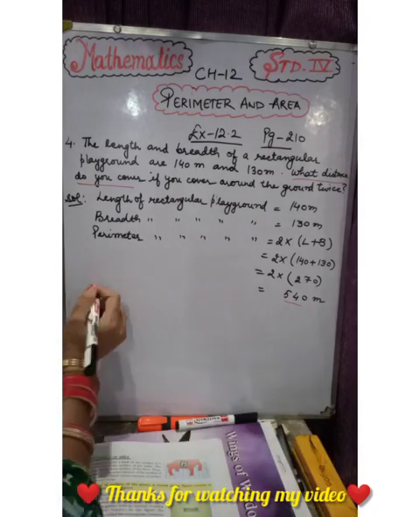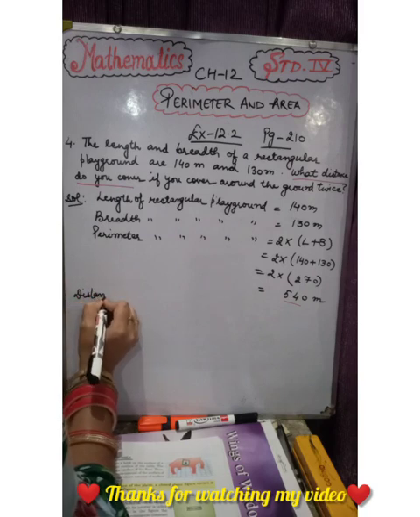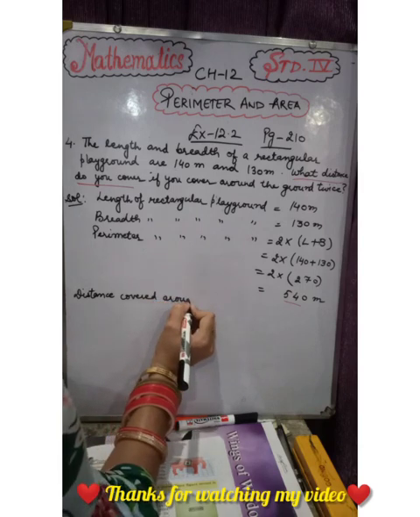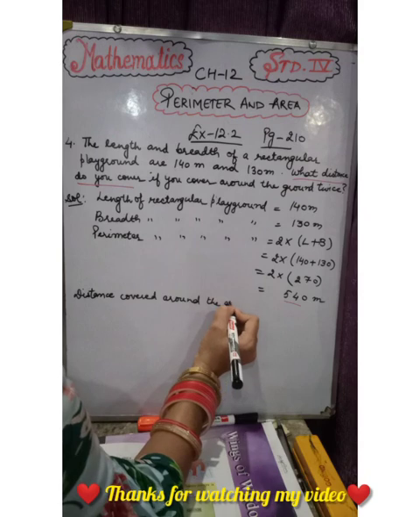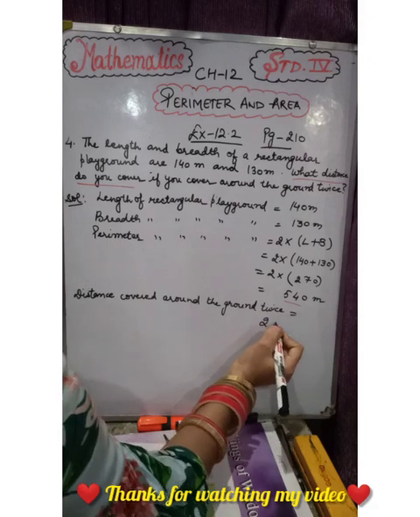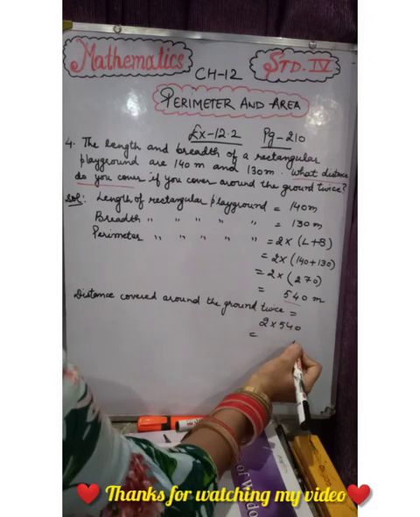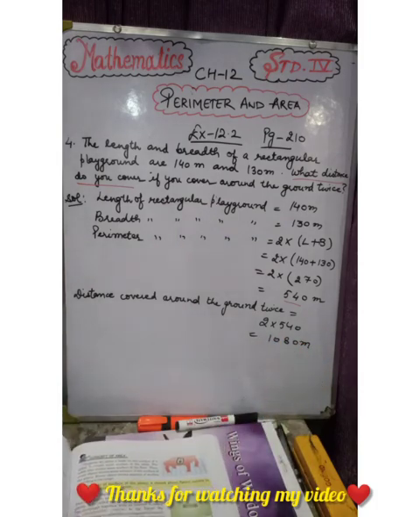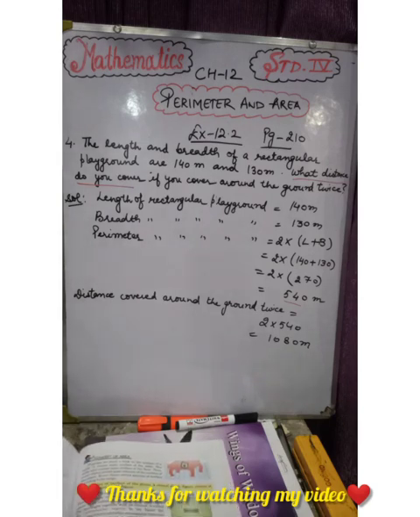So we will write distance covered around the ground twice is equals to 2 multiply 540. 0, 2 4s are 8, 2 5s are 10. So 1080 meter is the distance covered around the ground twice. If we go around the ground twice, this much distance will be covered. How much? 1080 meter. Okay, now let's start question number 5.